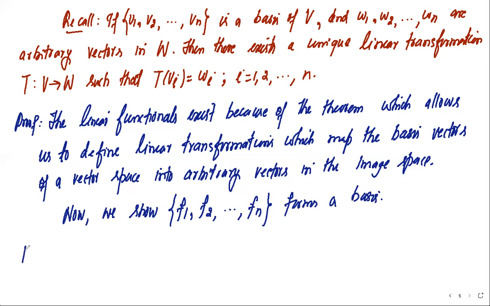So for this, let's call it beta star. We show beta star is linearly independent and spans V star.